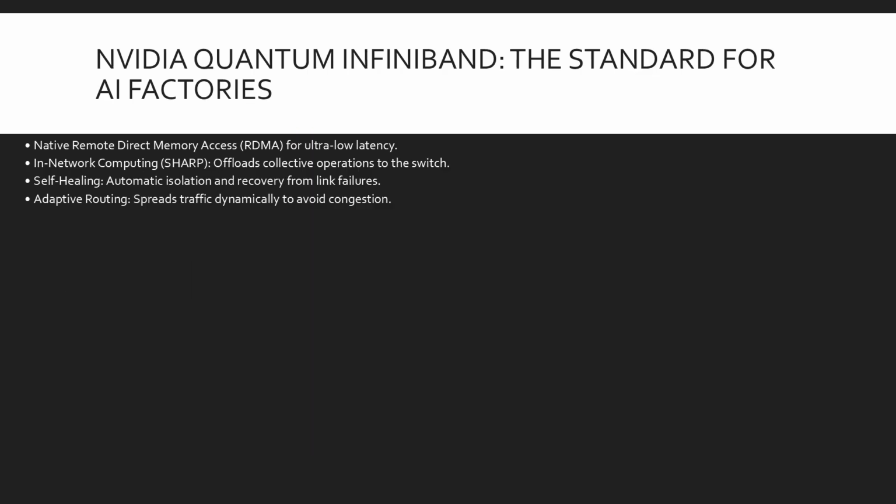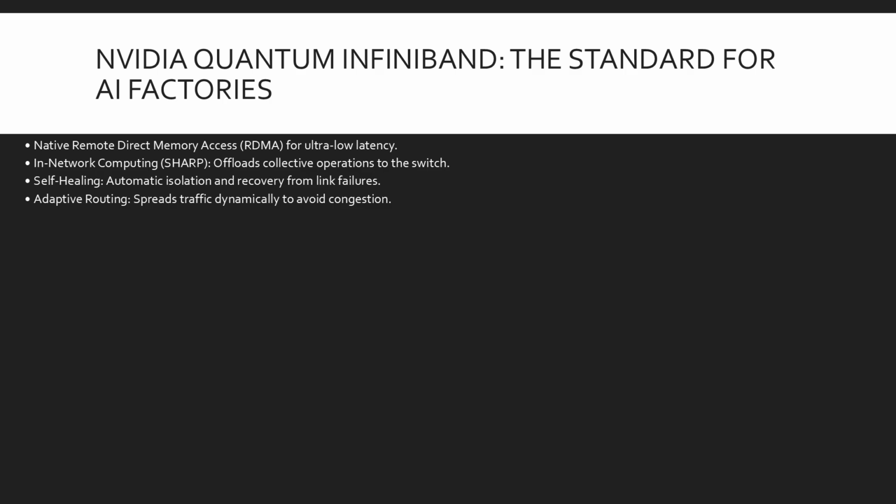For AI factories, NVIDIA Quantum InfiniBand is the gold standard. It is designed inherently for high-performance computing. A key feature here is in-network computing, specifically the scalable hierarchical aggregation and reduction protocol, or SHARP. Instead of sending data back and forth between endpoints to calculate averages or reductions, the switch hardware itself performs these calculations as data traverses the network. This effectively doubles the data bandwidth available for these operations. Combined with self-healing capabilities and adaptive routing that dynamically bypasses congestion, InfiniBand ensures maximum efficiency.